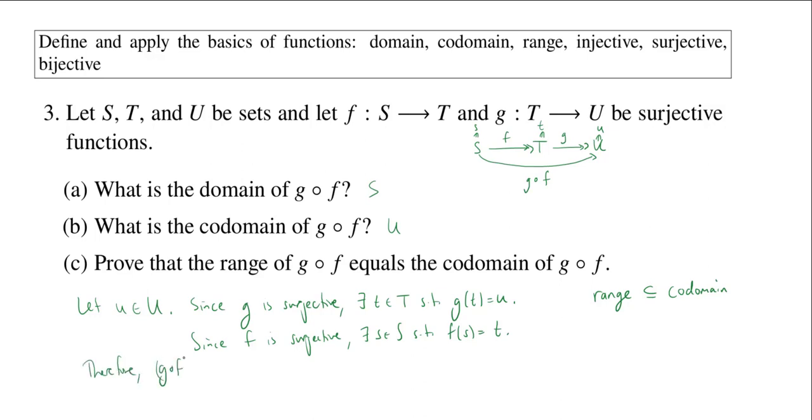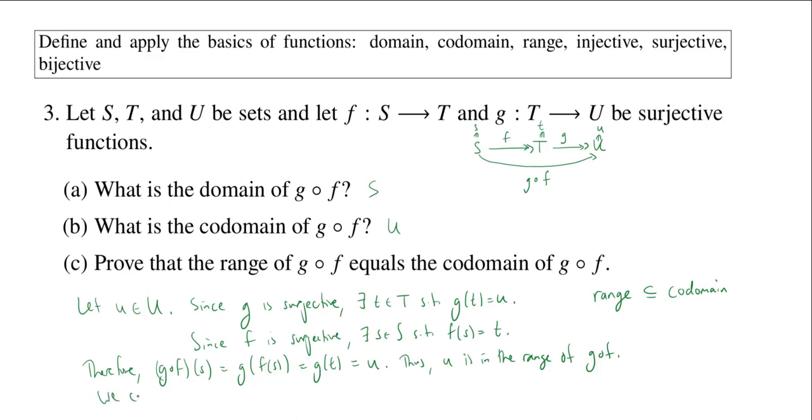Therefore, if I apply the composition g composed f to s, this will be the same as g of f of s, which is g of t, which is equal to u. And therefore, s is a preimage of u. Okay, so I've just shown for every element in U, there is a preimage, meaning that u is in the range of g composed f. All right, so everything in the codomain is in the range.